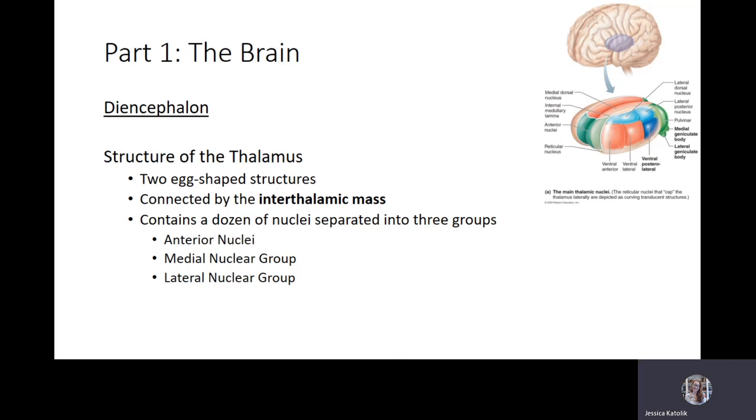There are going to be many different nuclei located in the thalamus. So what are nuclei? They are collections of cell bodies. And this is where a lot of synapsing and relaying is going to occur in the brain. There is actually a piece of connective tissue that will separate these nuclei into three groups: the anterior nuclei, the medial nuclear group, and the lateral nuclear group. We're not going to go through each and every single nucleus. I just want you to be aware that the thalamus is divided up into separate regions called nuclei.